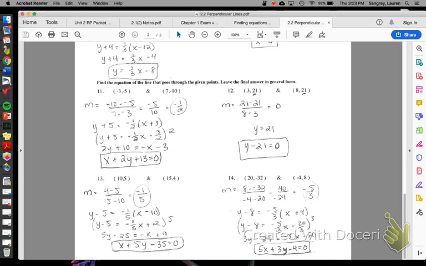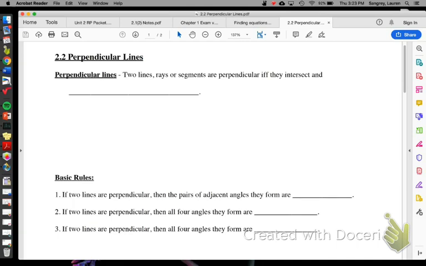Our notes today are about perpendicular lines. They don't actually have to be just lines, they could be rays or segments. And they're perpendicular if they intersect, and they also have to form right angles. And we have a symbol, and it looks like an upside down capital T, or it also looks like two little tiny segments that are perpendicular to each other. So when you see that symbol, it means perpendicular.